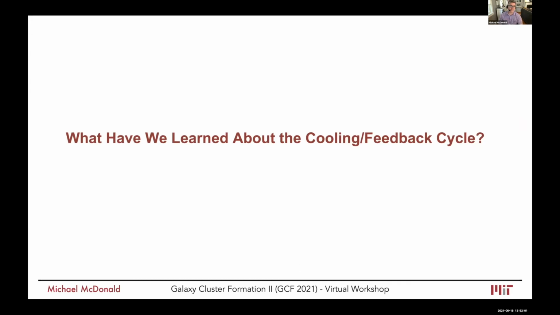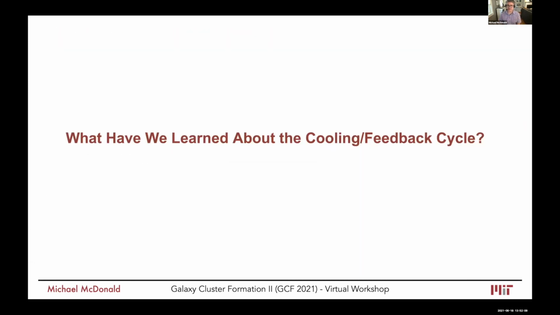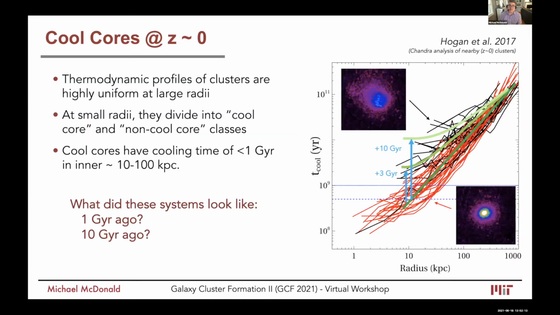Okay, so let me use the remainder of the talk to just tell you two quick things we've learned from these data. So, the cool thing I think is this sample and the new data analysis, but let's talk quickly about what we've learned from that. And so at redshift 0, there's these cool core and non-cool core profiles. The cool cores have very low cooling times, short cooling times in their cores, which is interesting. And we want to ask, how does that evolve?